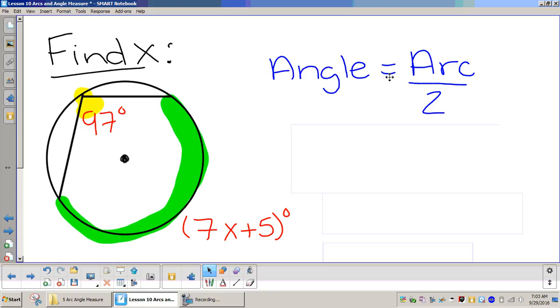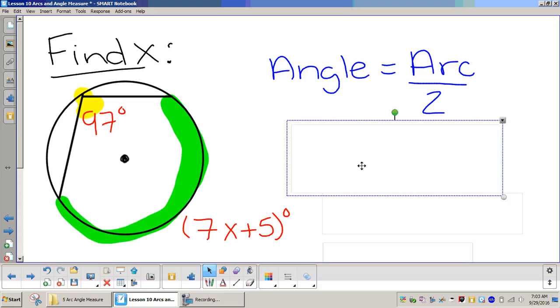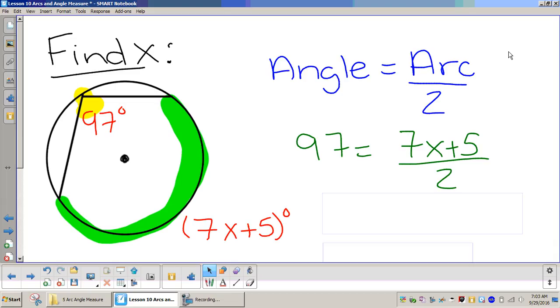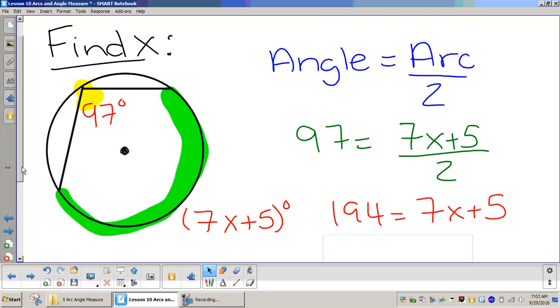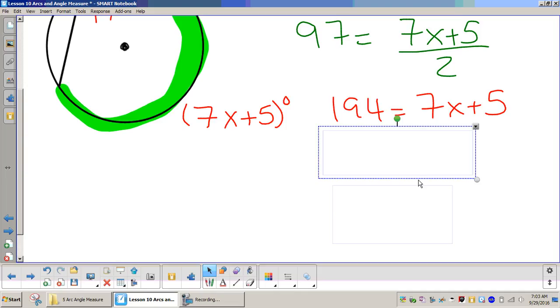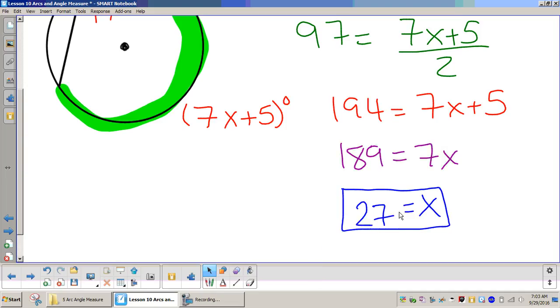So we have our relationship. Write it down every time, and it'll imprint in your brain. Plug in what we know. The arc is 2 times as big as the angle. The angle is half as big as the arc. So this arc is actually 194 degrees, and we see that when we multiply both sides by 2 in this equation. And then if we solve correctly, we should find that x is 27.